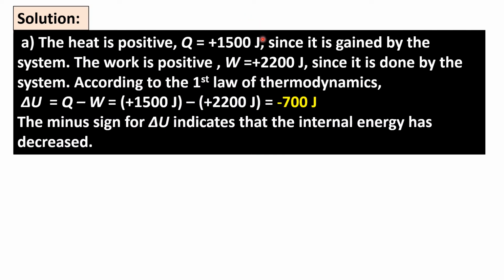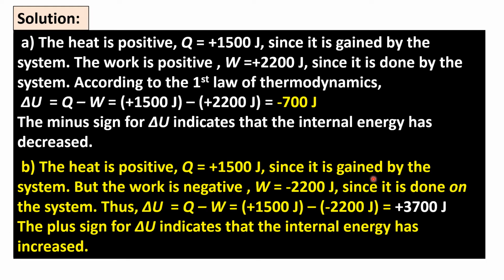Alright, so our solution for the two cases. In case A, we take note that the heat absorbed or gained by the system is labeled here as positive 1,500 joules. And for the work that it does, W is equal to positive 2,200 joules. Using the equation for determining delta U, we substitute the value for Q, which is positive 1,500 joules, minus the value for the work done, which is positive 2,200 joules, and that gives us a delta U equal to negative 700 joules. The negative simply means that the system has decreased its internal energy by as much as 700 joules. So, what about in letter B?